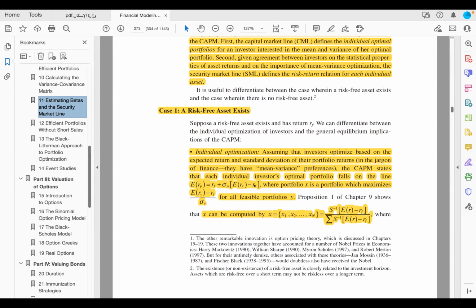Now, X is a portfolio composed of risky assets, which maximizes the Sharpe ratio, which is ER Y minus RF divided by sigma Y. Y is the feasible portfolio.